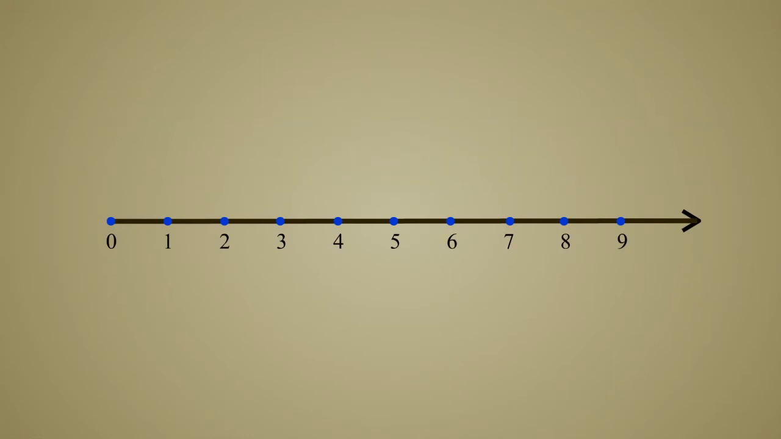Addition can be thought of as adding distances on the number line. For example, adding 1 unit distance to 1 unit distance gives us a distance of 2 units. Adding a distance of 3 units to a distance of 4 units gives a distance of 7 units. Likewise, if we subtract a distance of 4 units from a distance of 7 units, we get a distance of 3 units.